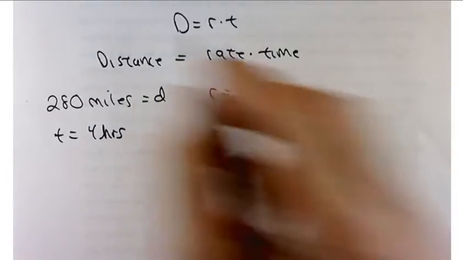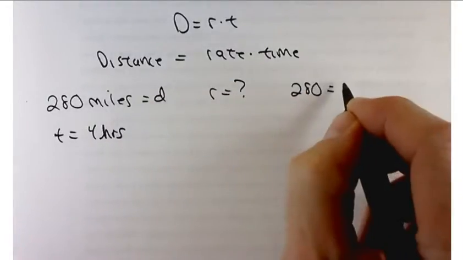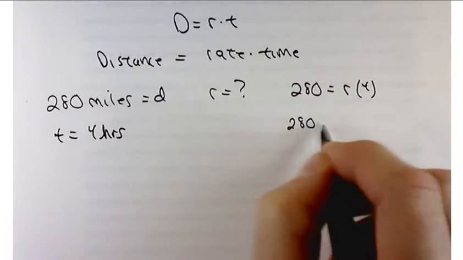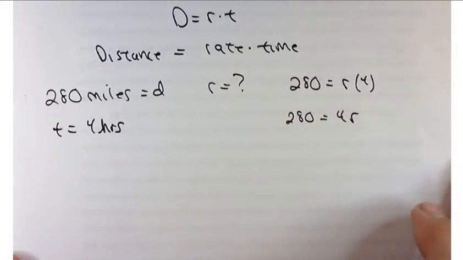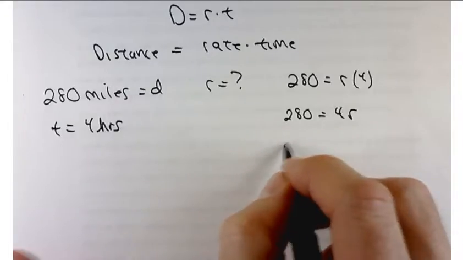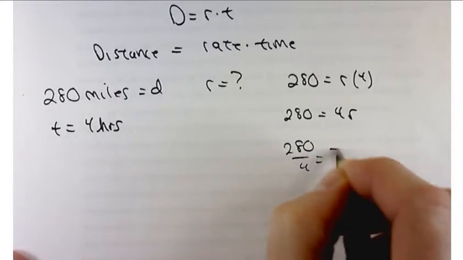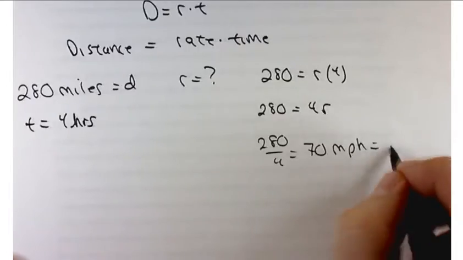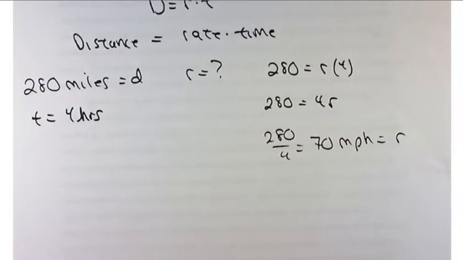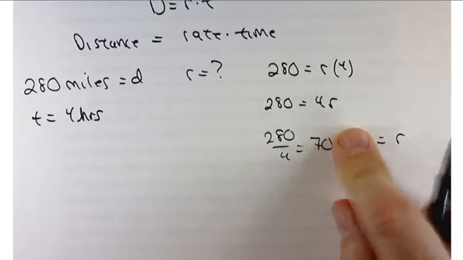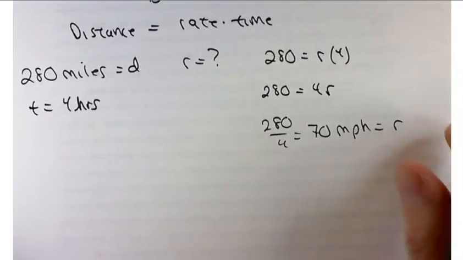Well, 280 equals R times 4, or better yet, 4R. How would you solve? Divide by 4. 280 divided by 4 gives you 70. Which in Michigan would probably put you in the slow lane, but that's okay. 70. What units would go with that? Miles per hour. All right.